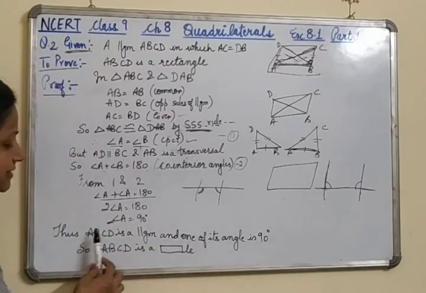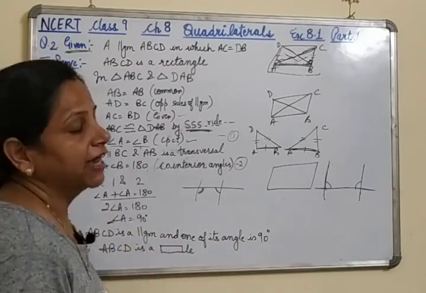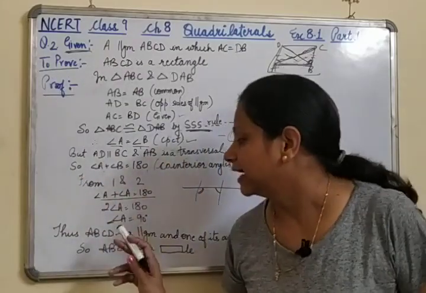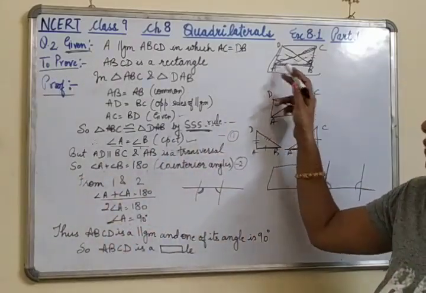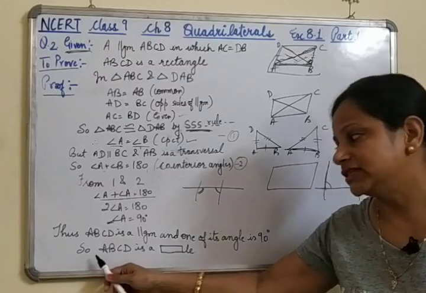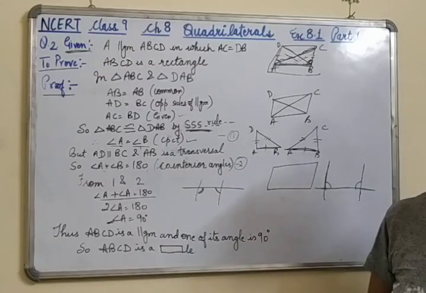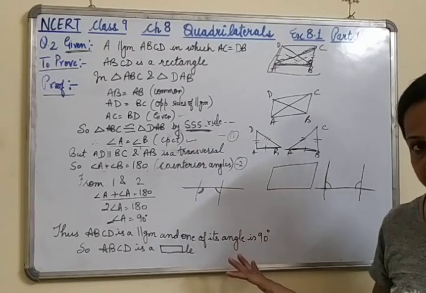So thus ABCD is a parallelogram and one of its angles is 90 degrees. A parallelogram in which one angle is 90 degrees. So we say that ABCD is a rectangle. Fine. I hope it is understood. I hope it is clear.